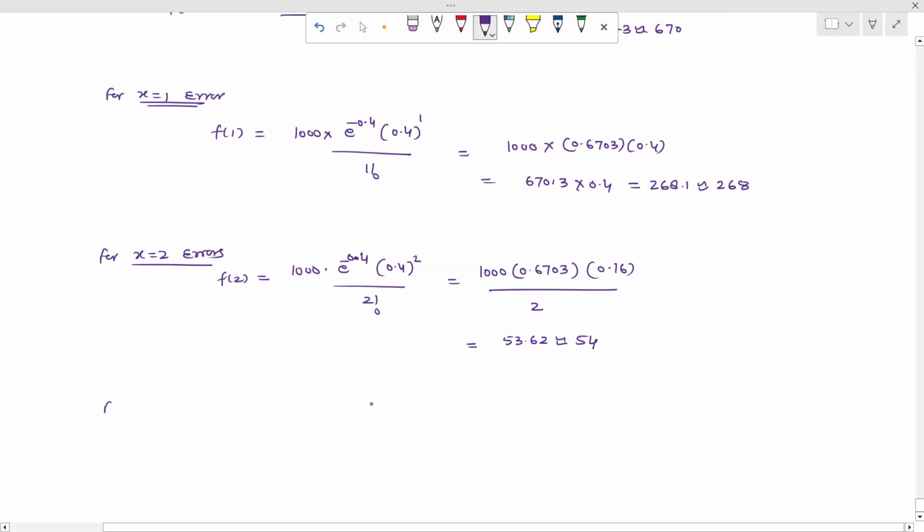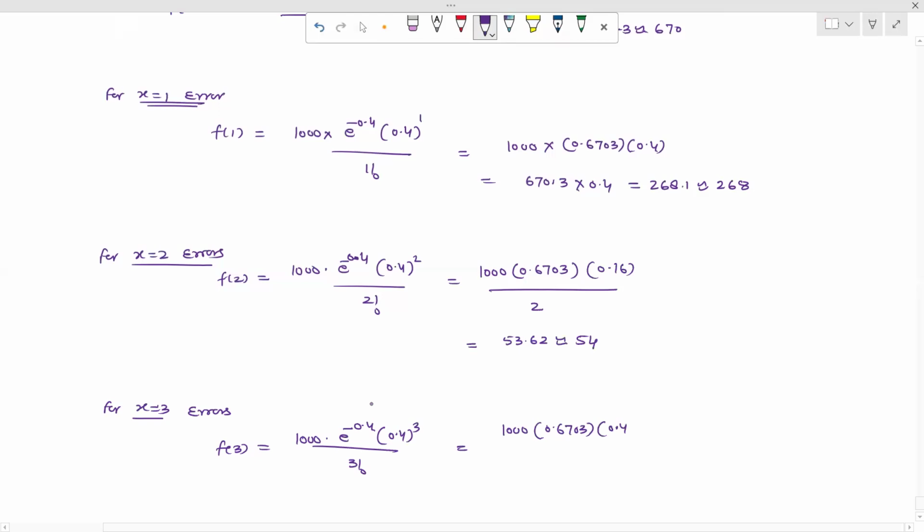अब नेक्स्ट वी कैलकुलेट फॉर 3 errors. x equal to 3 errors. So how many pages are there who have 3 errors? So f3 equal to 1000 into e raised to the power minus 0.4 into 0.4 raised to the power 3 upon factorial 3. तो यहाँ से 1000 into 0.6703, और ये हो जाएगा 0.4 raised to the power 3 upon 6. So when we solve this, this gives us approximately 7.14, which is equivalent to 7 pages.